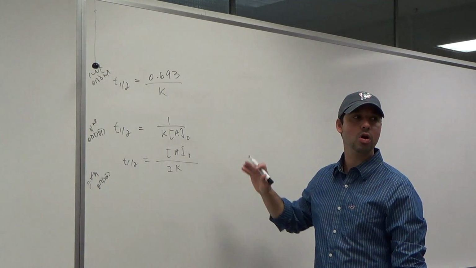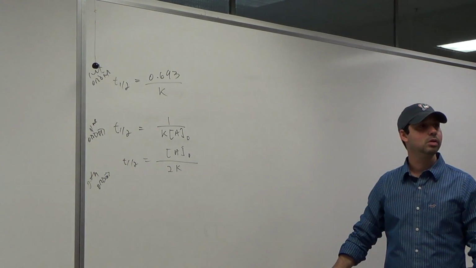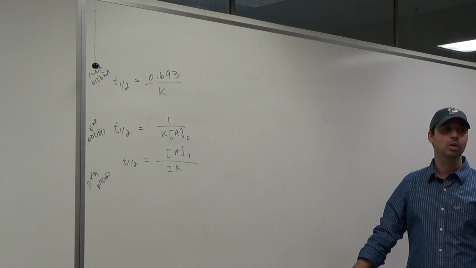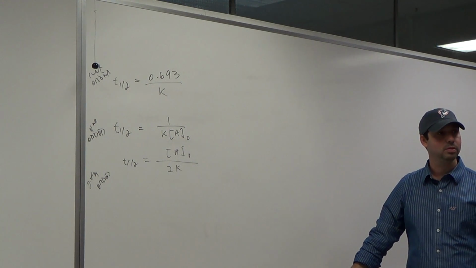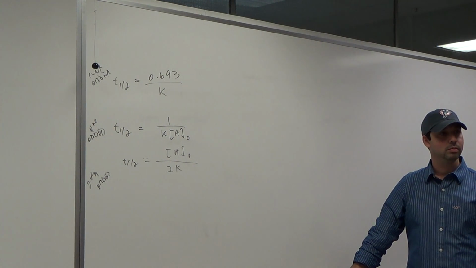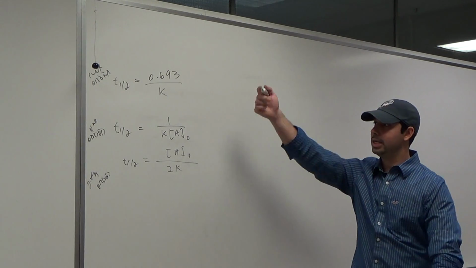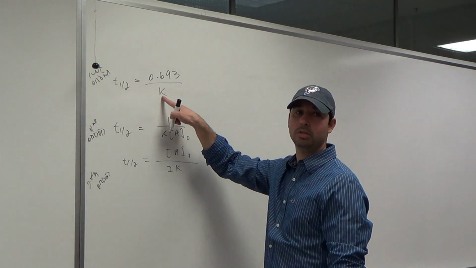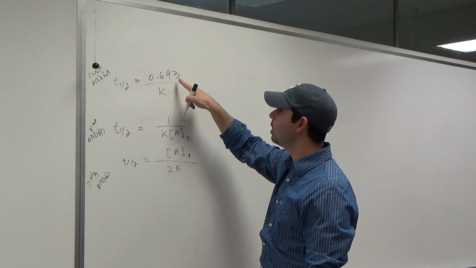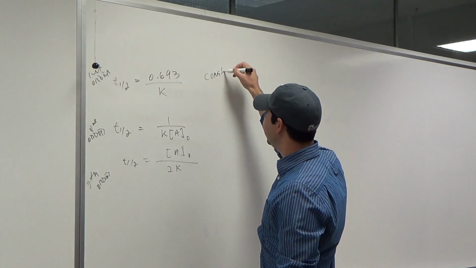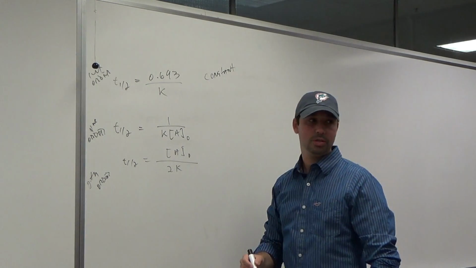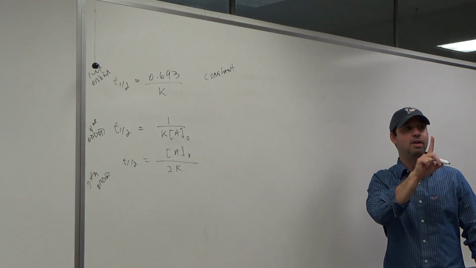Which of those is a constant number? Which of those equations is a constant half-life? The first one. Okay, is this number changing over time? No. The rate constant? No. Is that number changing over time? No. So this half-life is a constant number, meaning that it only has one half-life.